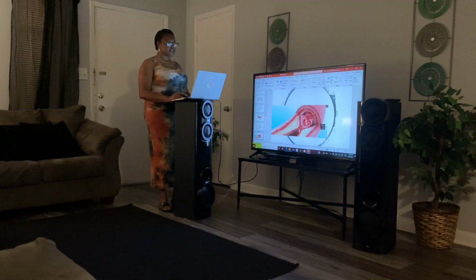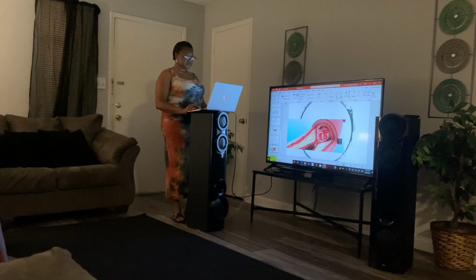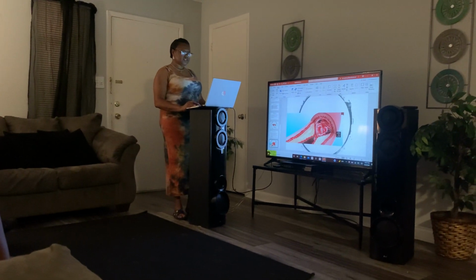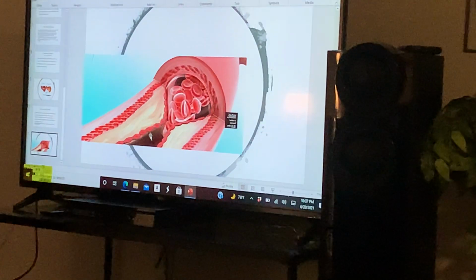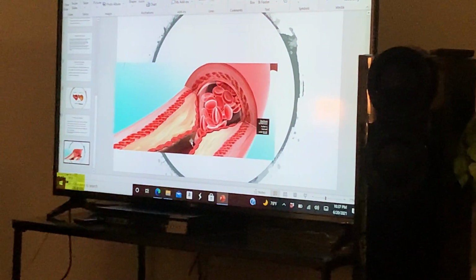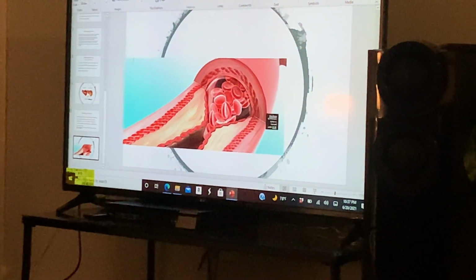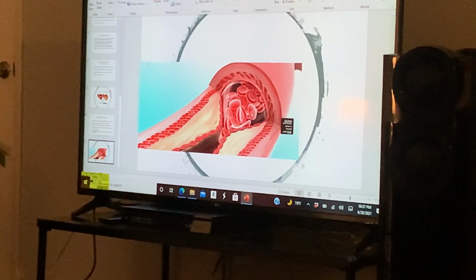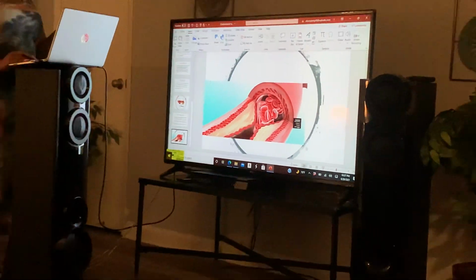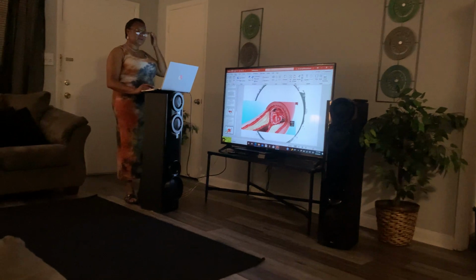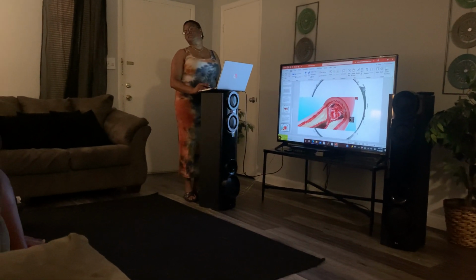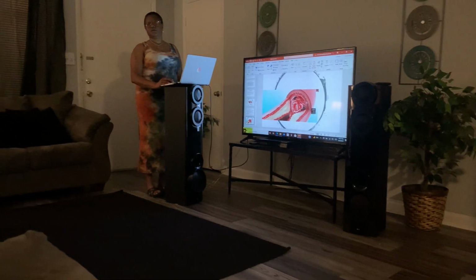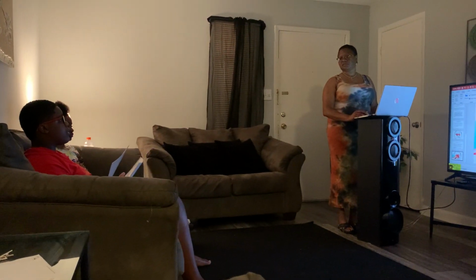My last slide shows right here a blood clot. It's narrow, it's blocking the valve, so you see it's narrowing down right there. So blood cannot flow through the heart valve. So this will cause a heart attack or congestive heart failure. This is one of the cardiovascular diseases. Do you all have any questions? So basically, you will die without treatment.